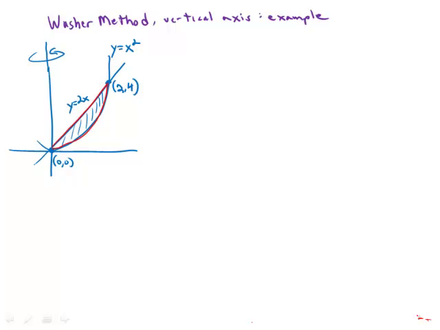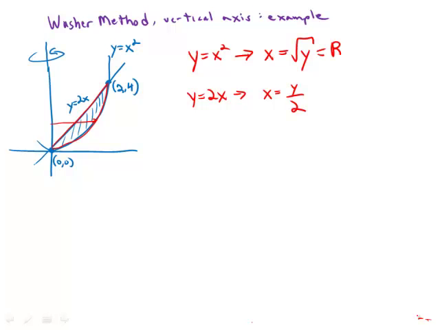washer method. Well, first thing we have to do is rewrite both functions in terms of x as a function of y. So y equals x squared, we're going to rewrite that as x equals square root of y. And y equals 2x, that one's particularly easy, we're just going to write that as x equals y over 2. And so when we look now, we see that the curve, the x equals square root of y, that's the outer radius. So this is going to be our capital R of y, whereas the straight line, that's going to be the inner radius. That's going to be lowercase r of y.